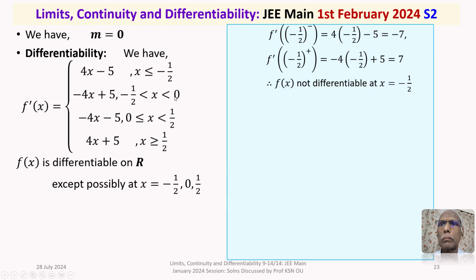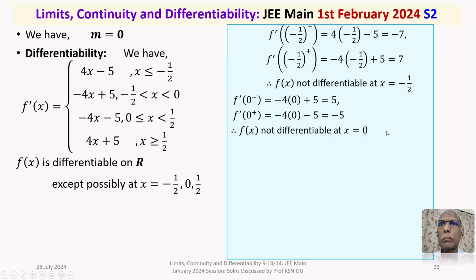Now, what happens at x is equal to 0? F prime 0 minus means here, and this is minus 4 times 0 plus 5. F prime 0 plus means here it is minus 5. So they are not equal. Therefore, f of x is not differentiable at x is equal to 0.